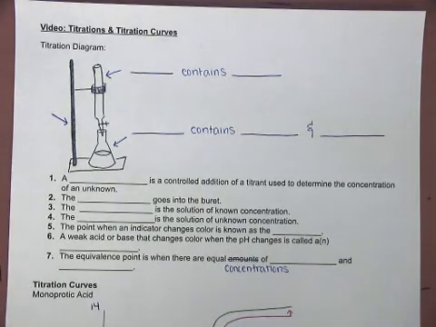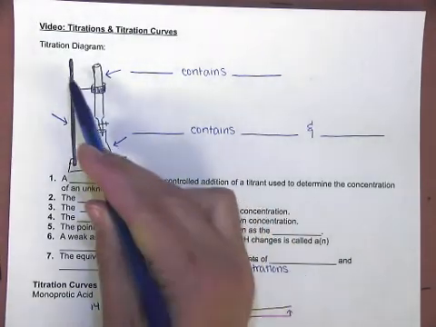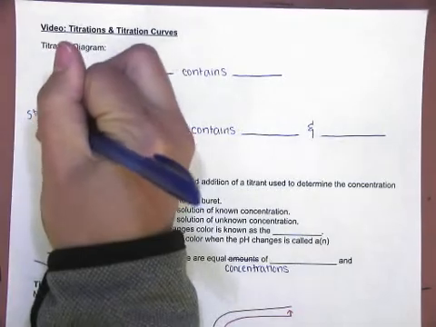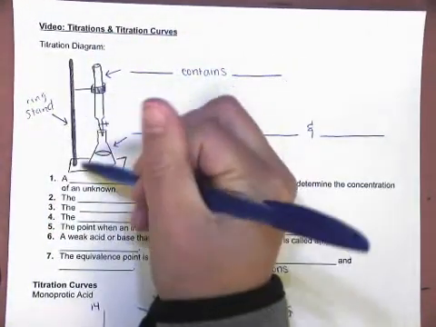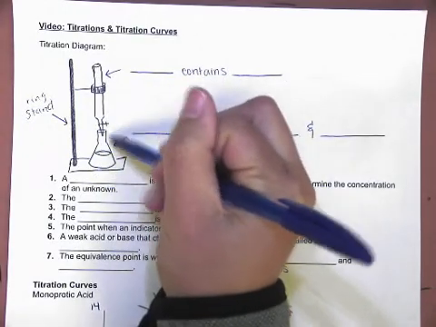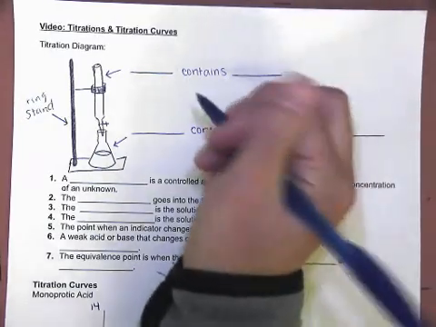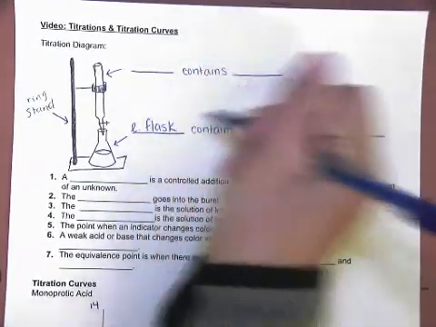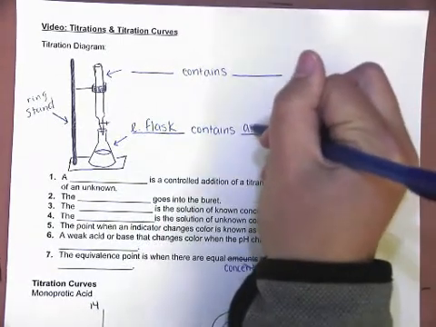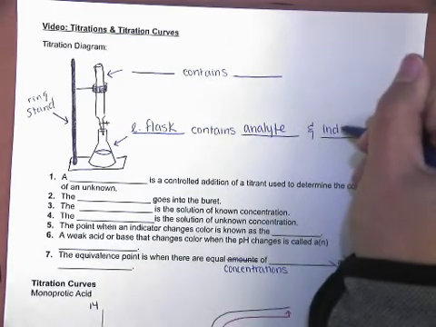This video is on titrations and titration curves. So a titration is set up where we have a stand. It's a ring stand, and a ring stand is set up and we set an Erlenmeyer flask. And inside the Erlenmeyer flask, we put an analyte and an indicator.